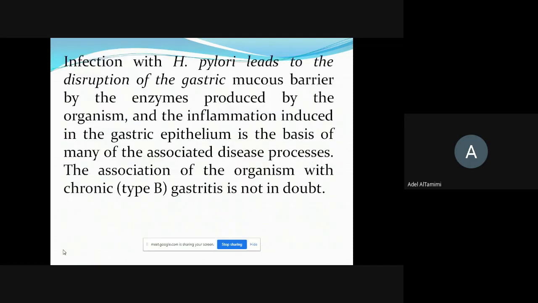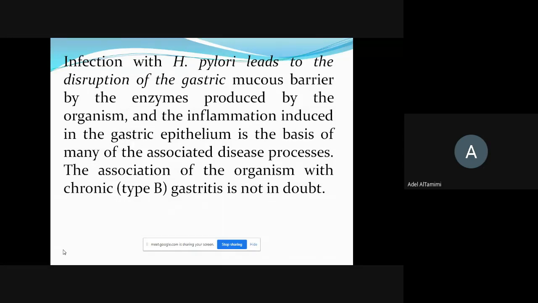The infection with H. pylori leads to disruption of the gastric mucosal barrier by the enzyme produced by the organism. Any bacteria in the body, as you took in microbiology, Staph, Strep, has proteolytic enzymes. It will disrupt the adjacent tissue by these proteolytic enzymes, resulting in a process of inflammation, which you know, where neutrophils come and macrophages come, and degranulation of the proteolytic enzyme happens.